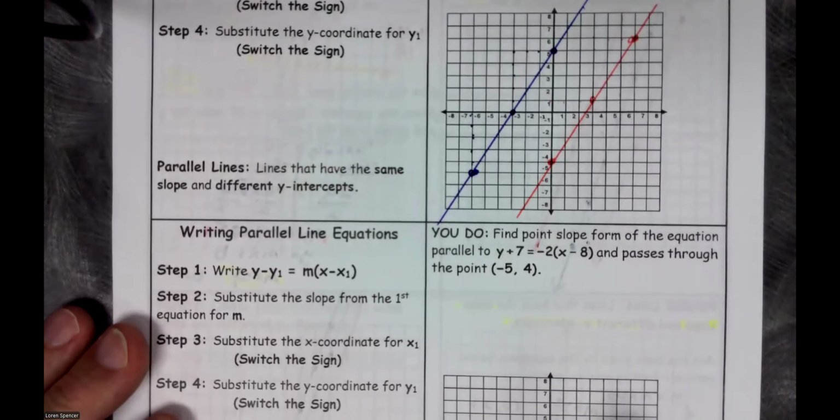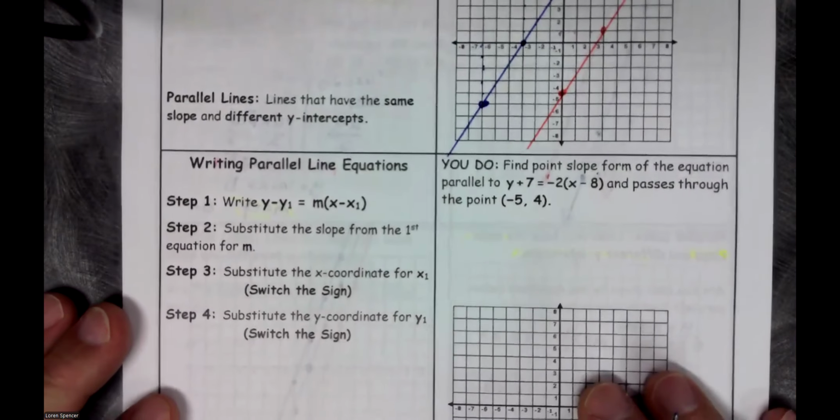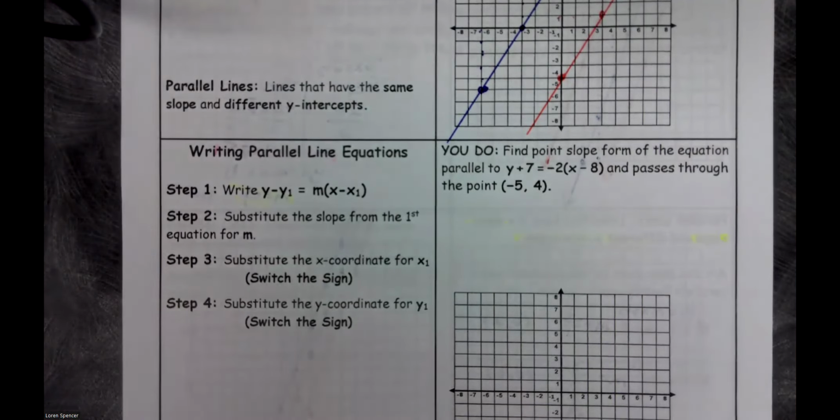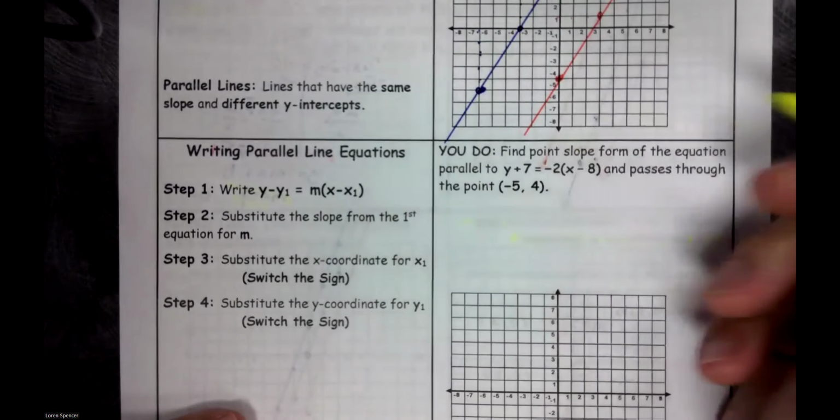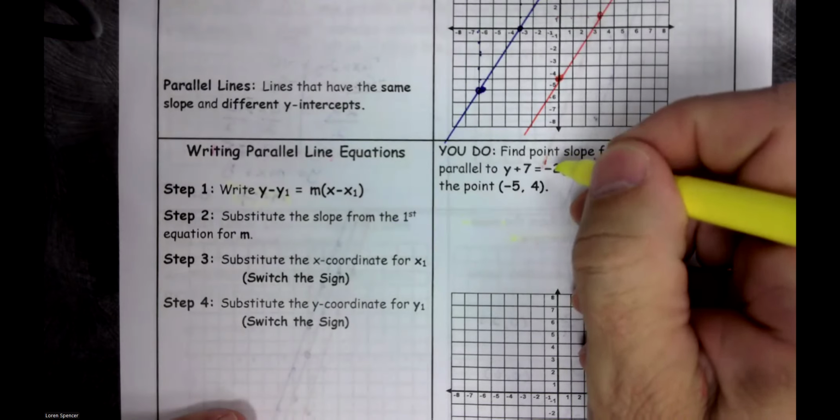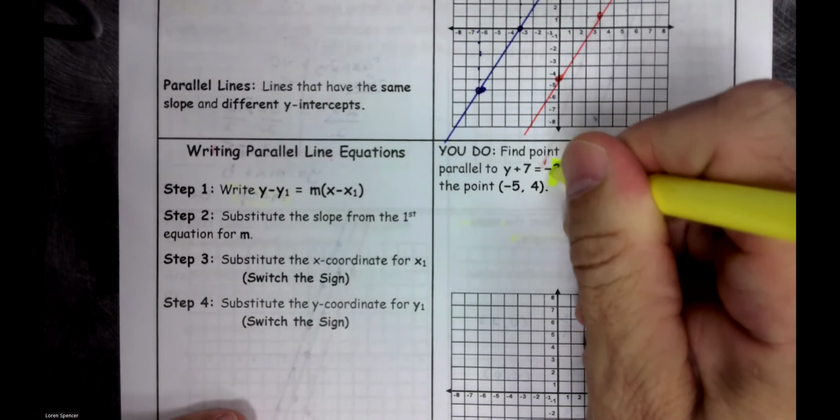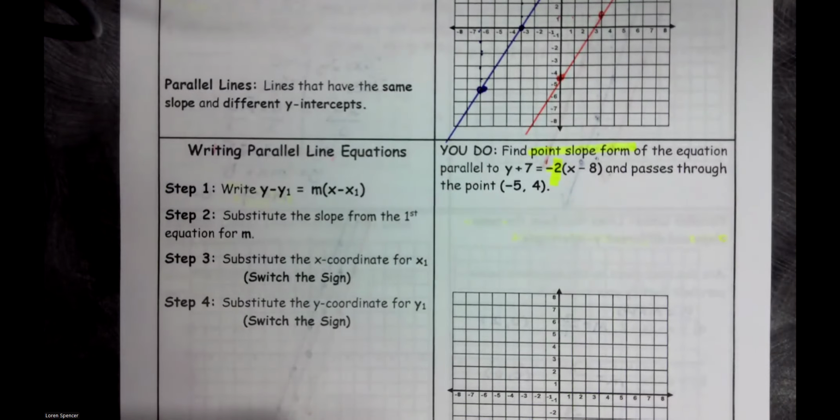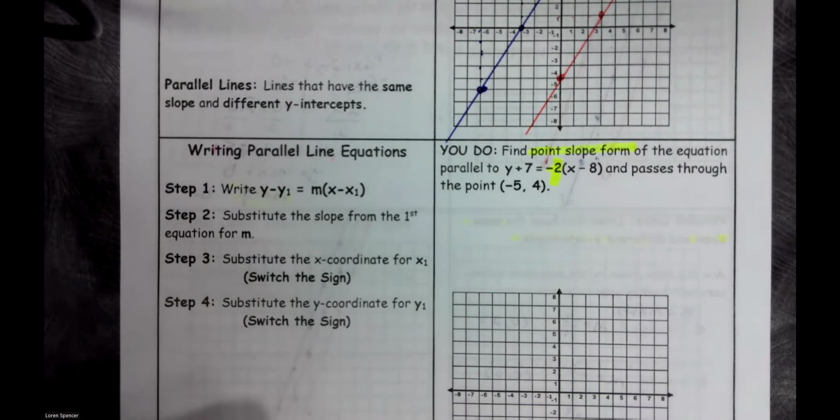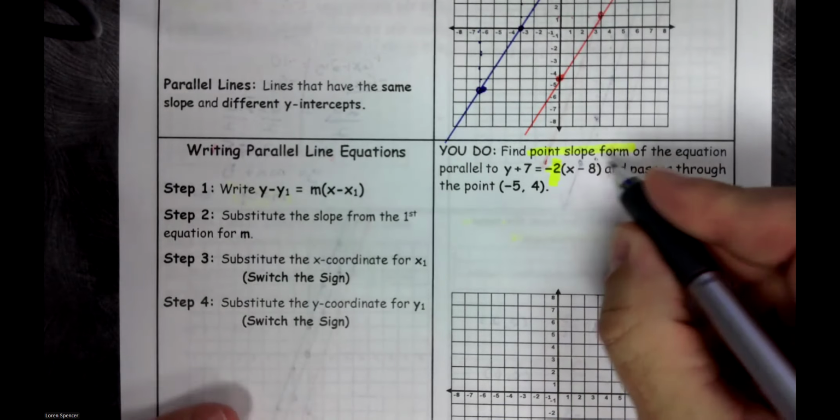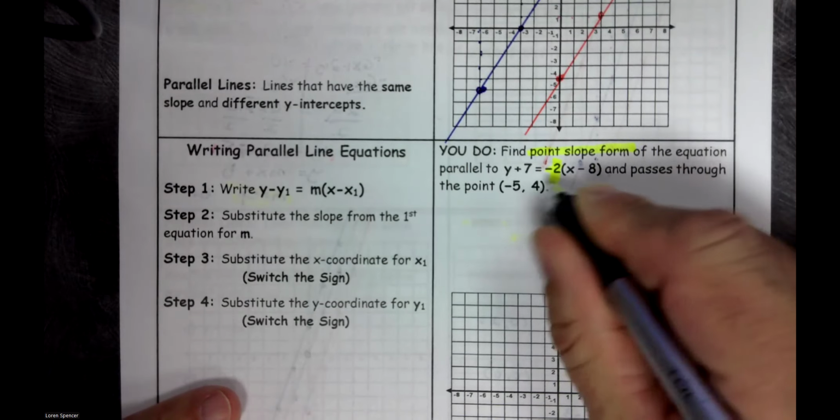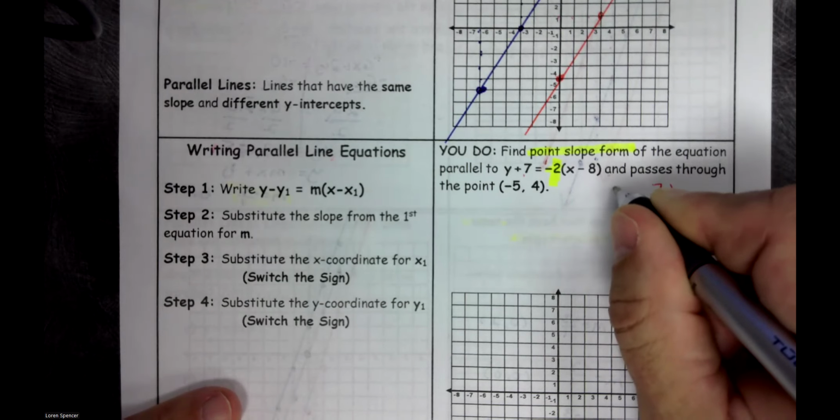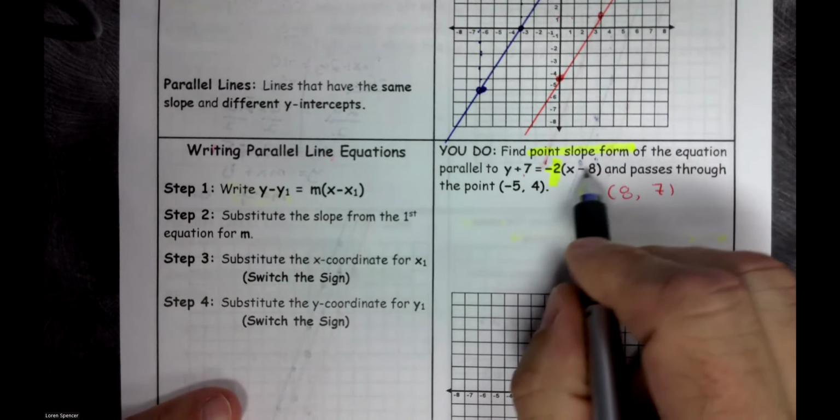Continuing on to the last one. Find the point slope form of the equation parallel to y plus 7 equals -2, parenthesis x minus 8, that passes through the point -5, 4. All right, so we have a couple things again. We have point slope form, and it doesn't say graph both of them, but we're going to graph both of them. So the first one, please remember, my y value is 7 and my x value is 8. That's what they gave me.